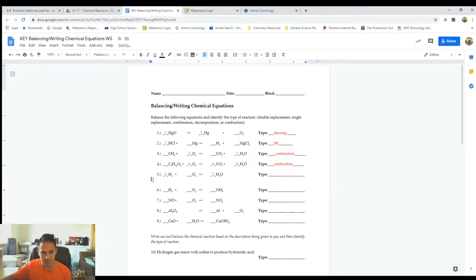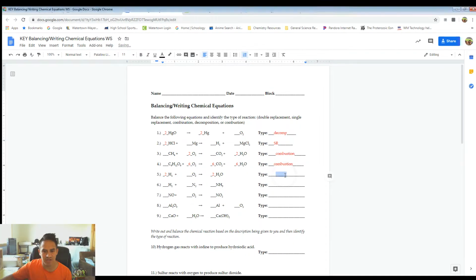As for reaction type, this is going to be a combination reaction. We have two reactants reacting together to make one product. So they are combining together. This is combination.